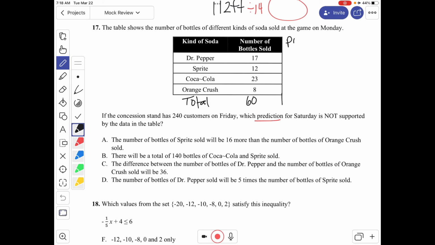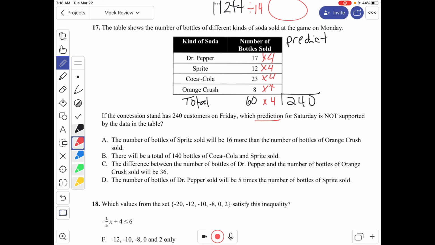And I'm just going to put my predictions over here. They want us to predict for 240. What would I do to 60 to change it to 240? I could multiply by 4. So if I do that all the way up and just go ahead and make my predictions, I can read the answer choices. So I'm going to start down here at the bottom.